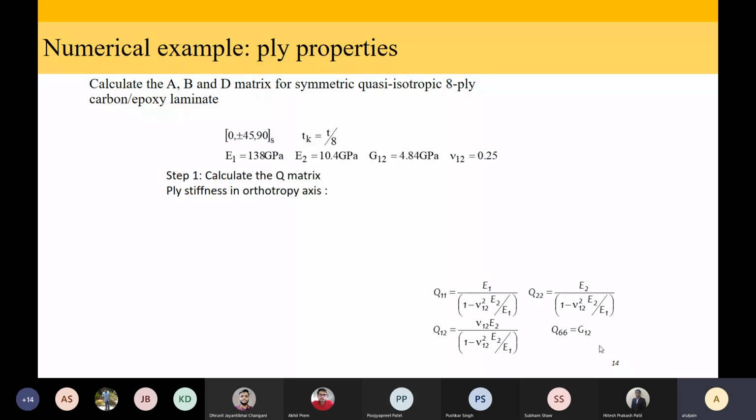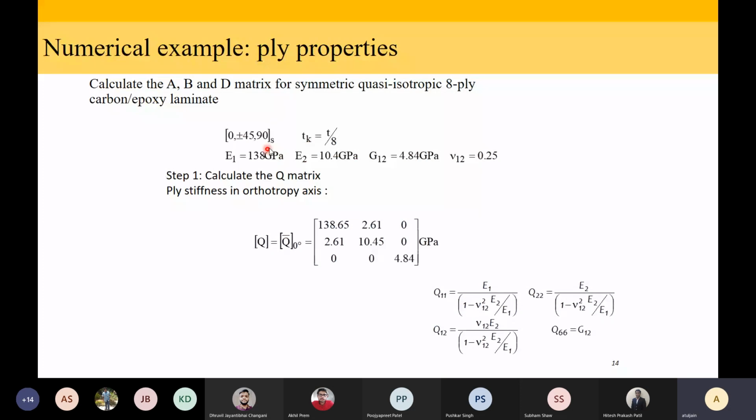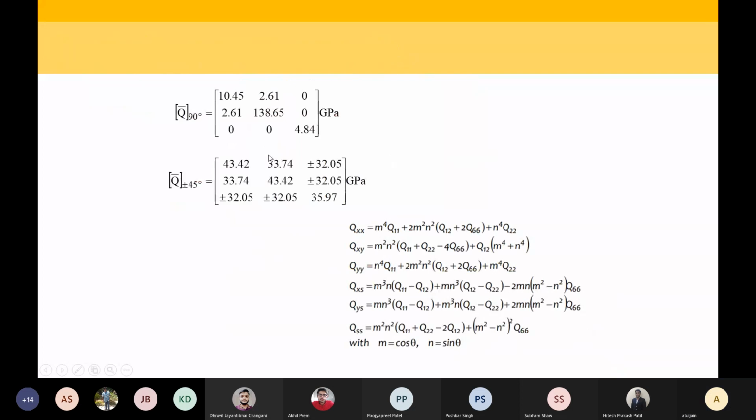The first thing you have to do is calculate the Q matrix for 0. You will recall the formulas like this, that Q11, Q12, what is the value, and then you calculate the Q matrix. This is Q for 0. Now recall that you have plus minus 45 and 90. So you have to now transform the Q matrix to 45° and 90° and store it somewhere. Using these formulas which we have already discussed, I will calculate Q90, Q45. Depending on Q plus minus 45, these terms are going to be plus or minus.